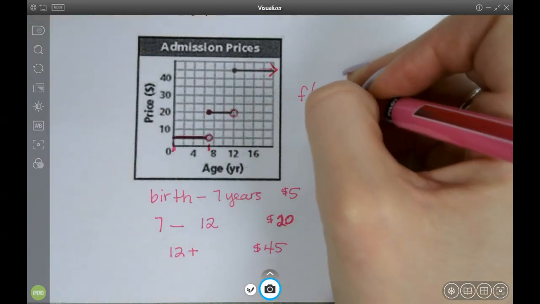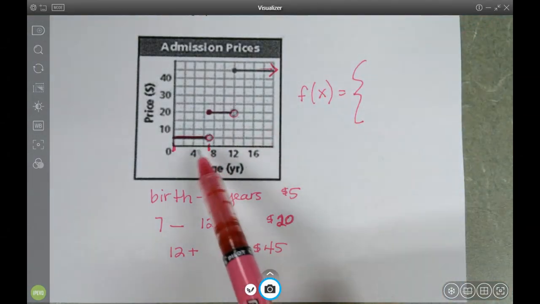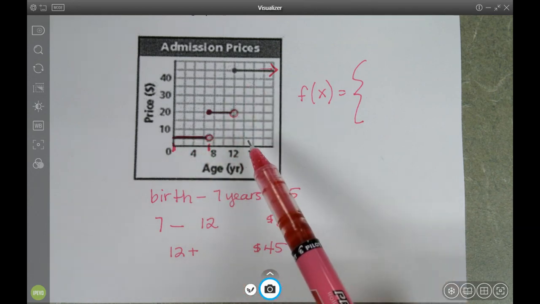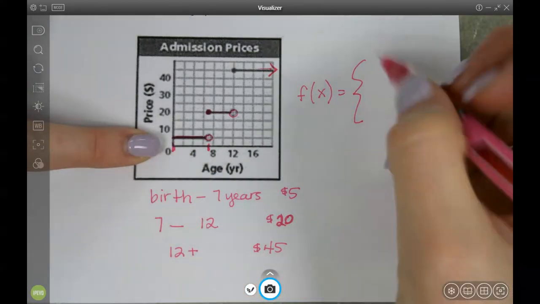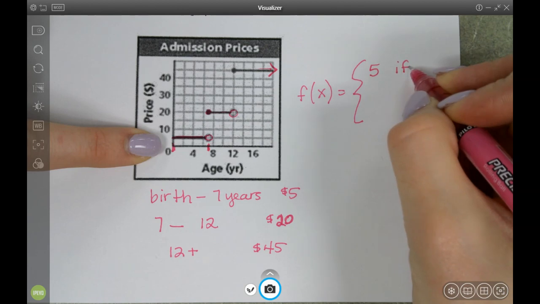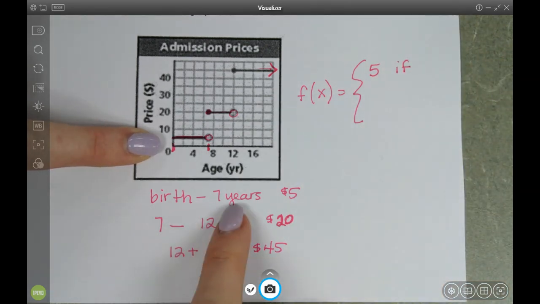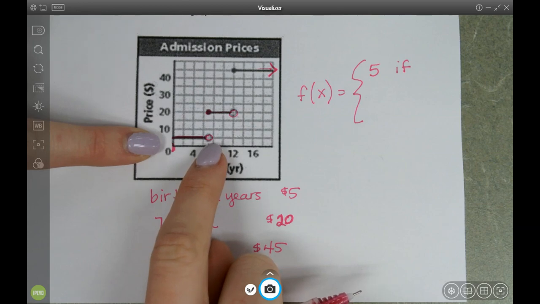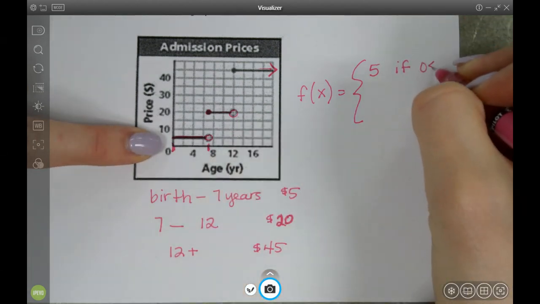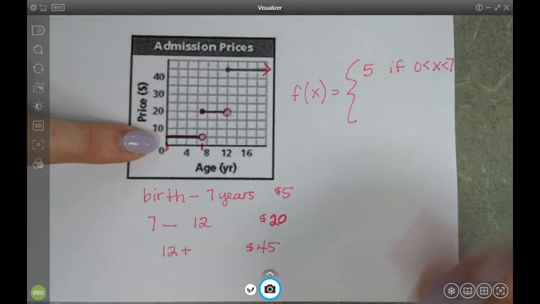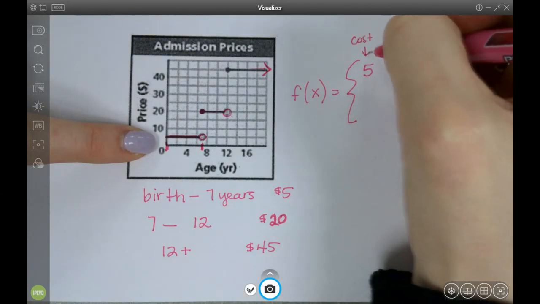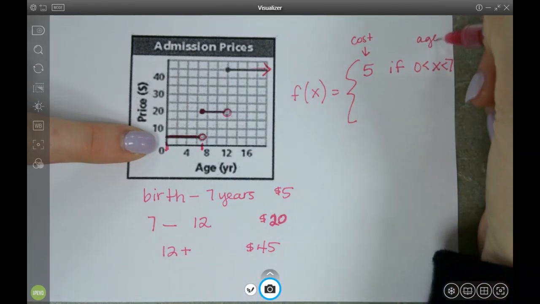Okay, so I'm going to write an equation for this, and it's going to look like a piecewise function, which means I'm going to have an equation for each piece of the graph. And how many pieces are there? 3 pieces. Okay, so my first piece is $5. So you're going to pay $5 if your age is between 0 and 7. Are we including 7 here? No, because it's an open circle. Since it's an open circle, 7 is not included. So if you're between 0 and 7 years old, so we're going to go with the cost is your equation, and then your age over here is your domain.